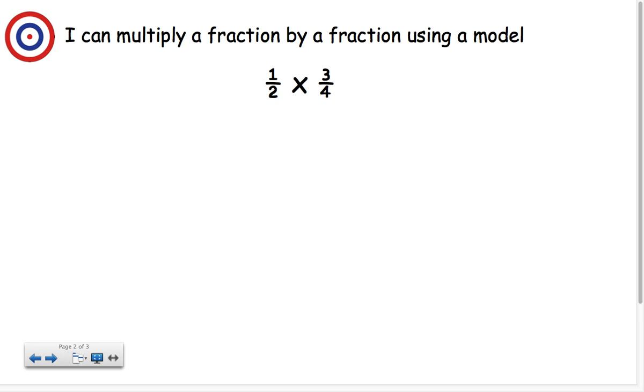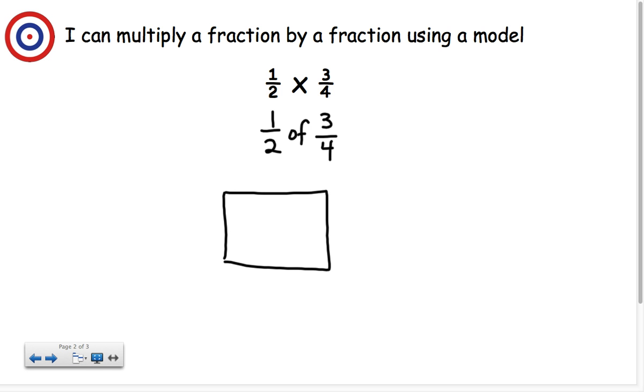Let's try another one. In this example here, we're going to be doing 1/2 times 3/4. Now it means the same thing as 1/2 of 3/4. So pretend that you've got, or imagine that you have 3/4 of something. So I'm going to go ahead and make a model that shows 3/4. And I love Costco cake, so I'm going to pretend that this is a Costco cake. And I have 3/4 of that Costco cake.